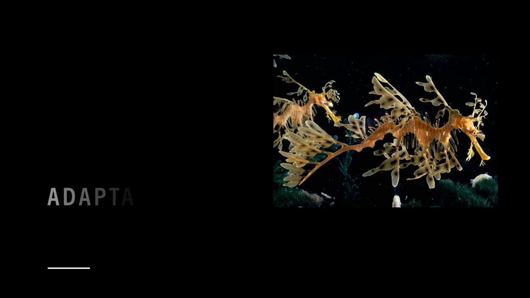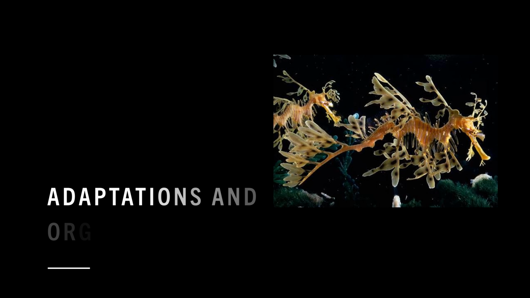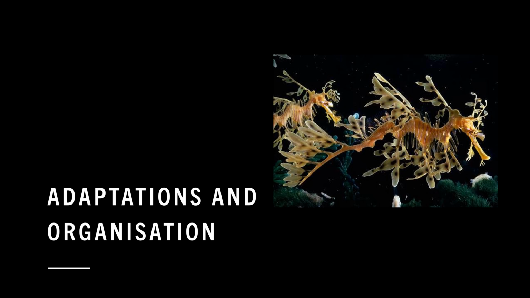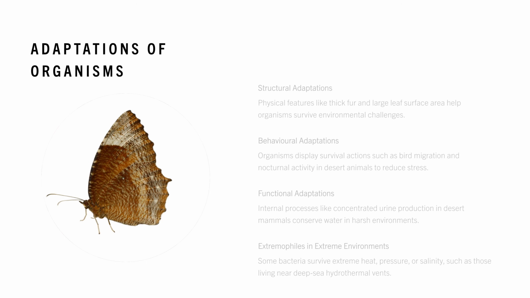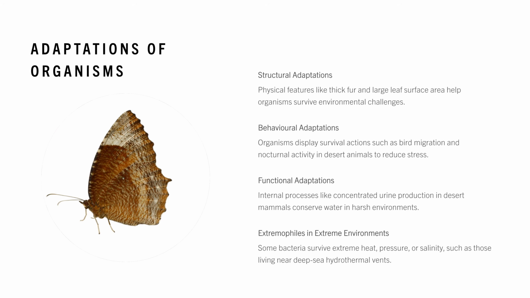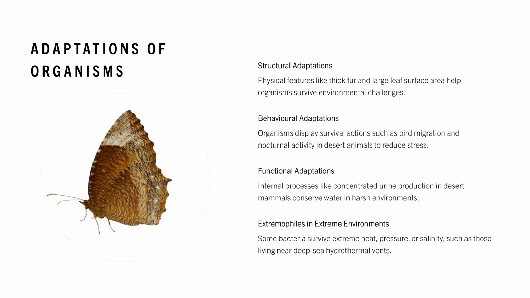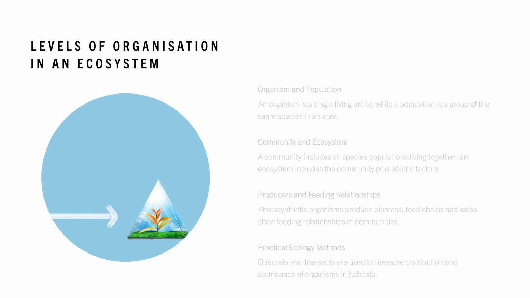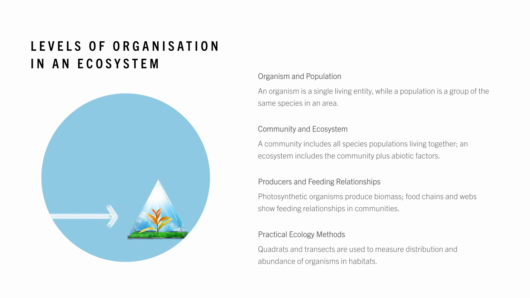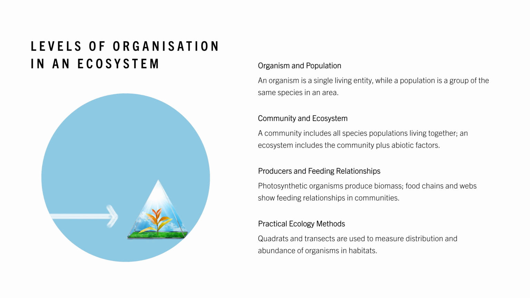Ecological organization and adaptations define how life is structured and survives in nature, moving from single organisms to the entire planet through structural, behavioral, and functional traits. Adaptations are special features that help organisms survive. These can be structural like camouflage, behavioral like migration, or functional like storing water in cacti. Ecological organization starts with species, then populations, communities, ecosystems, and finally the biosphere, the global sum of all ecosystems.